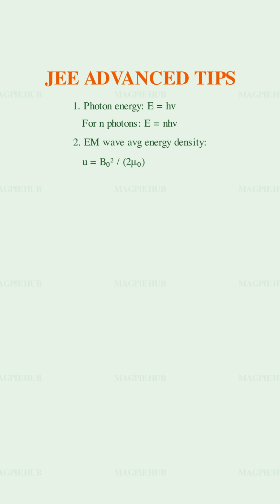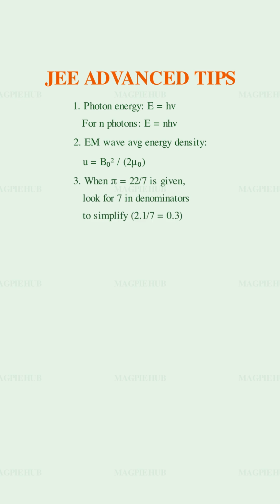Tip 3. When pi equals 22 over 7 is given, look for cancellation. Here 2.1 over 7 simplifies to 0.3, making the arithmetic clean. Tip 4. For square roots of numbers like 5.28 times 10 to the minus 16, separate the mantissa and exponent. Square root of 10 to the minus 16 is 10 to the minus 8, and square root of 5.28 is about 2.3.